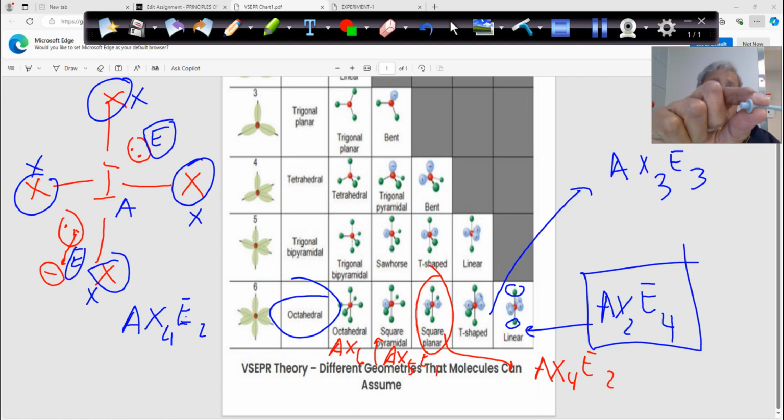Here it is. The longer one is a single bond. The shorter one is a double bond. This is the longer one, the single bond. Half of it is a double bond. The smallest one is the triple bond. So we have 4 single bonds, 4 longer bonds.